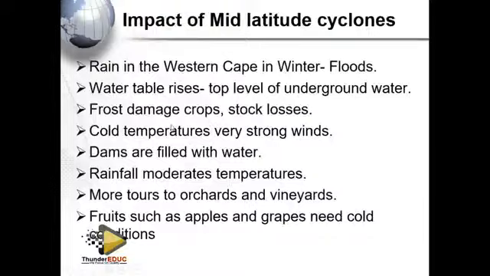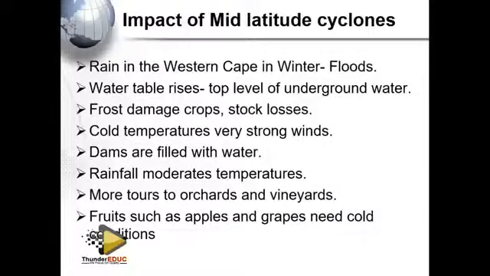So when this weather condition prevails, what is going to happen? We need to know that this midlatitude cyclone, after it is affecting South Africa, will have an impact on the people, the environment, and the area where it has passed or where it is prevailing. So what are these impacts? The impacts of a midlatitude cyclone are here.